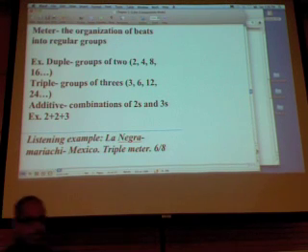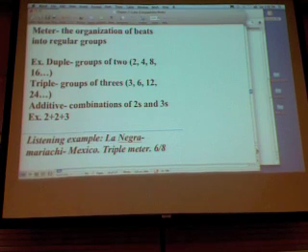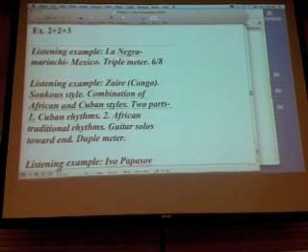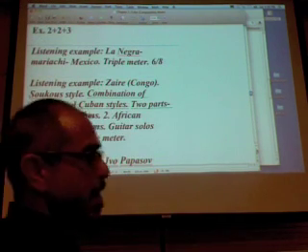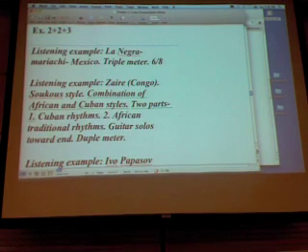So that example would be described as being triple meter. If you wanted to put it in more Western terms, we call that 6/8 sometimes because you're counting 1, 2, 3, 4, 5, 6. 1, 2, 3, 4, 5, 6. Here's another example of music.